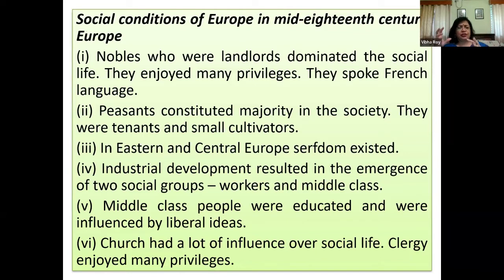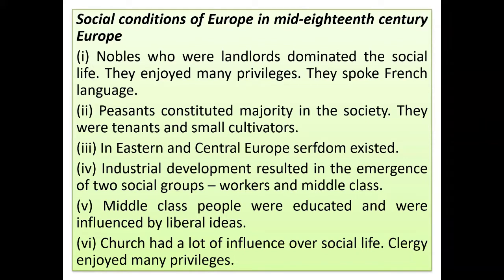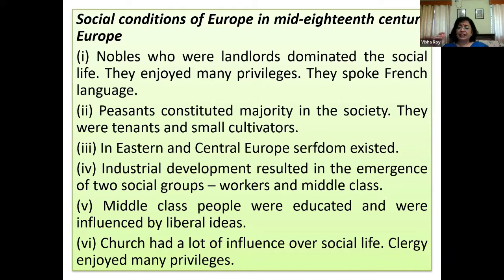Now what was the social situation? The nobles who were landlords dominated the social life. They enjoyed all the privileges and they spoke the French language. Second, the peasants constituted the majority and they were tenants and small cultivators. In Eastern and Central Europe, serfdom existed, slavery was still seen. Alongside all this, industrial development was taking place and there were two social groups emerging, workers and the middle class. The middle class people were educated and were influenced by liberal ideas, the idea of freedom, while the church had a lot of influence over social life. And the clergy, that is the priests, enjoyed many privileges. So these were the social conditions of Europe in the mid 18th century.